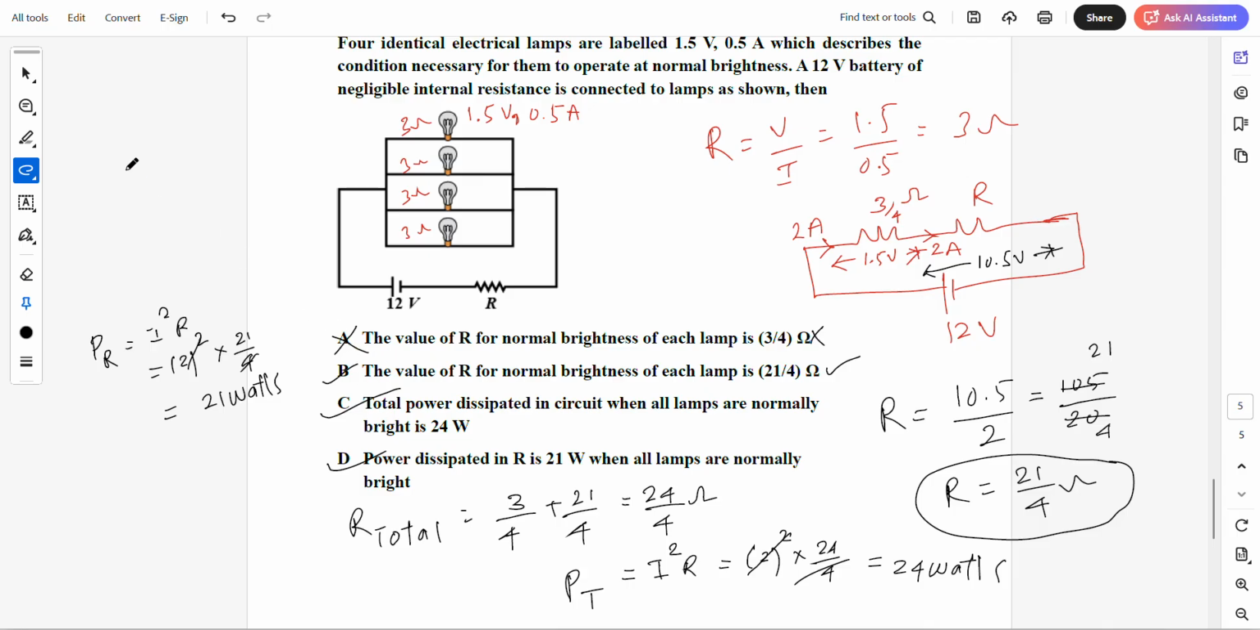They may ask you which is right. The first option may be A comma B. The second option may be B comma C comma D. The third option may be A comma C. The fourth option may be A comma D. Which one do you have to tick? You have to tick B, C, D as the right answer. The value of R for normal brightness of each lamp is 21 by 4, as you have calculated. Total power dissipated is 24 watts. And power dissipated in R is 21 watts. This is also the right answer.